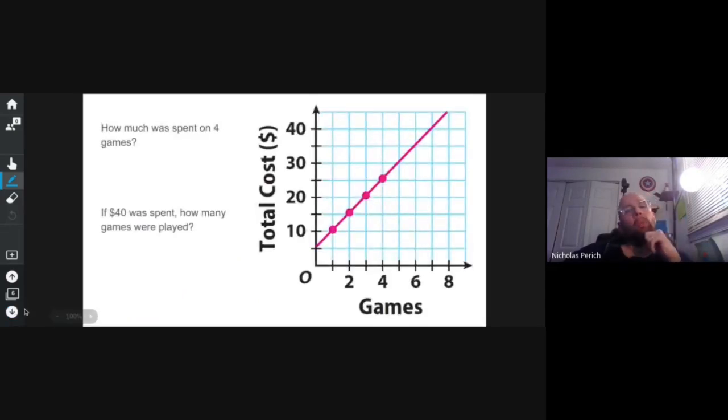Now, using the same graph, I'm going to answer a question or two. How much was spent on 4 games? All right, let me find the games. There's the games. So 4 games is here. 4 games matches up with that dot, which matches up with that number. And that number is $25, baby.